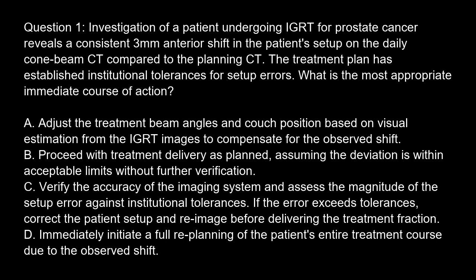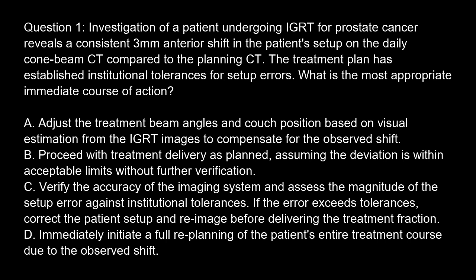Option A. Adjust the treatment beam angles and couch position based on visual estimation from the IGRT images to compensate for the observed shift. Option B. Proceed with treatment delivery as planned, assuming the deviation is within acceptable limits without further verification.